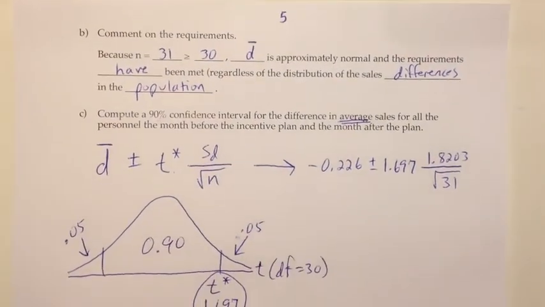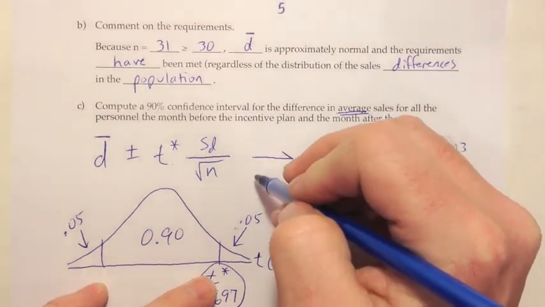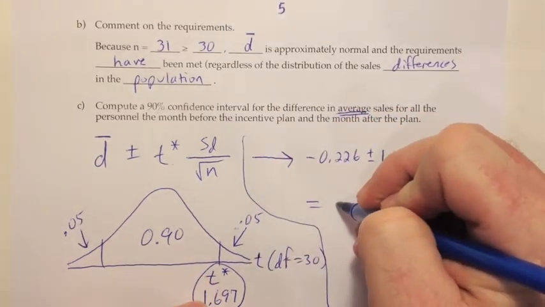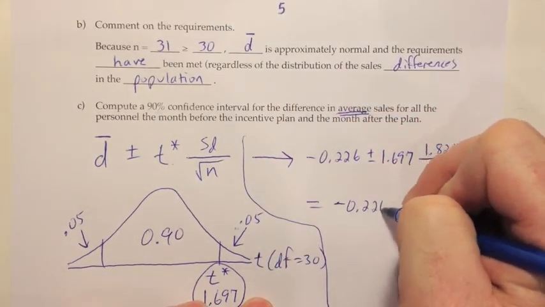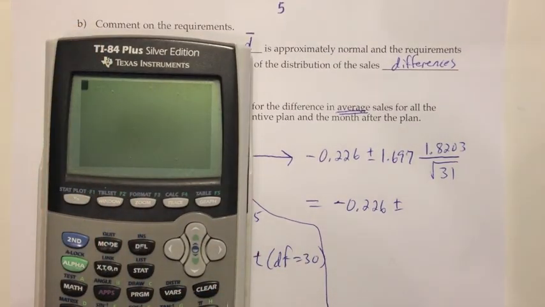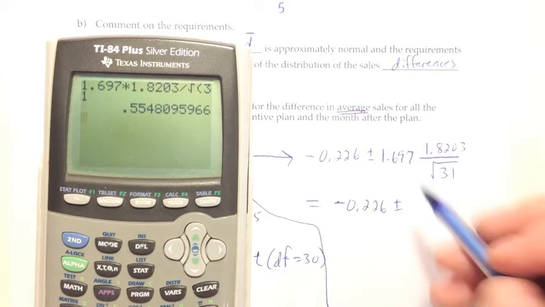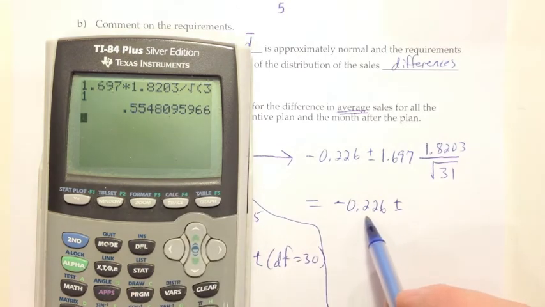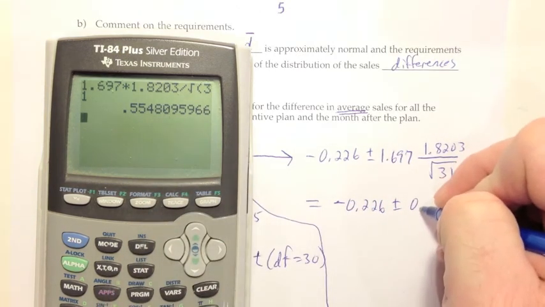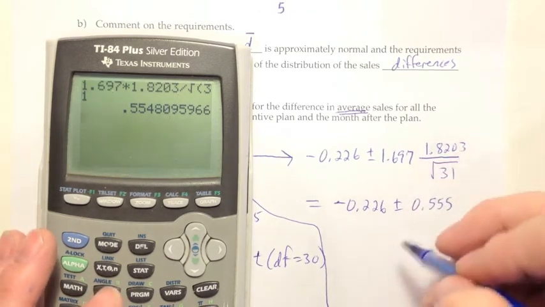Alright, so we have all those numbers from that page, so we'll get that out of the way and bring in the calculator to start doing our computations. So we have that negative 0.226. We have to give ourselves some margin of error, so let's see how much margin of error we need. So 1.697 times 1.8203 divided by the square root of n. Match the number of decimals here with the number here. We have 3 decimals, so we'll put 3 decimals, 0.555.